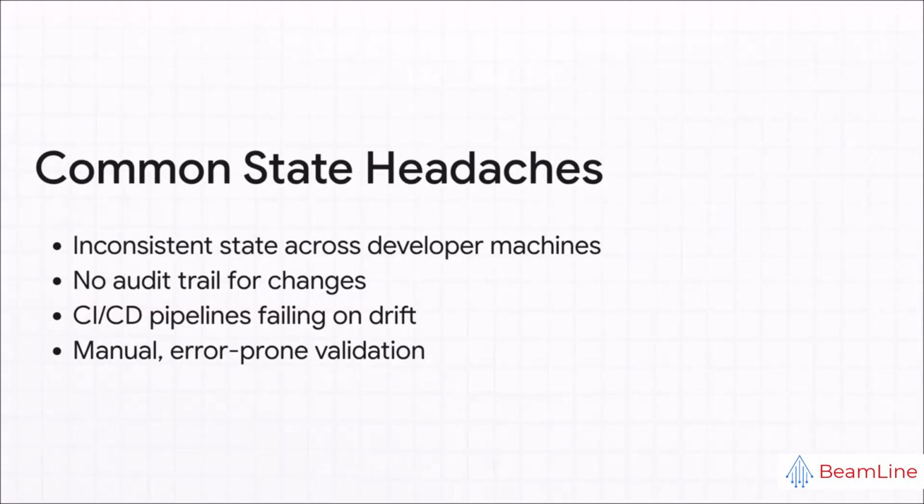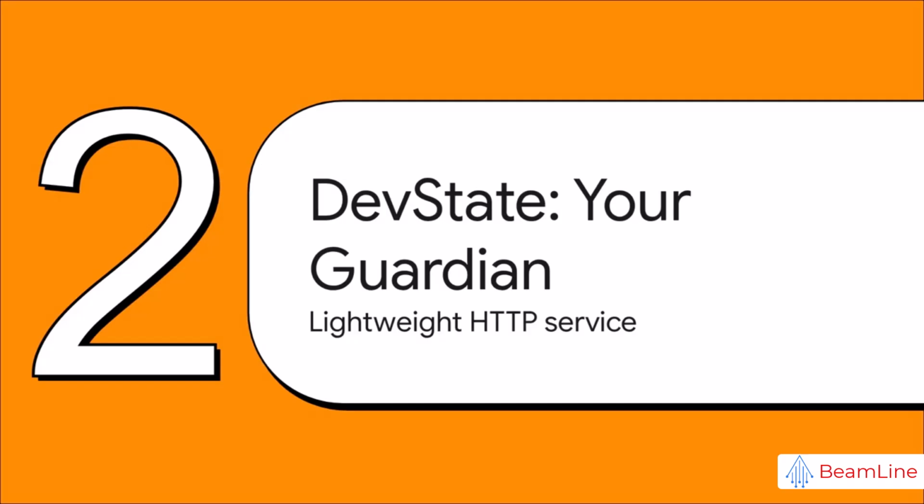And this leads to all the classic headaches. First, you've got inconsistent state just scattered across everyone's laptops, which makes trying to collaborate a total nightmare. Then, you've got no audit trails, so good luck figuring out who changed what, when, or why. All of this state drift, as we call it, just leads to one thing: failing CI/CD pipelines. And the fix? It's usually this manual, painful process of trying to figure out what went wrong, which is just begging for human error. So what's the fix?